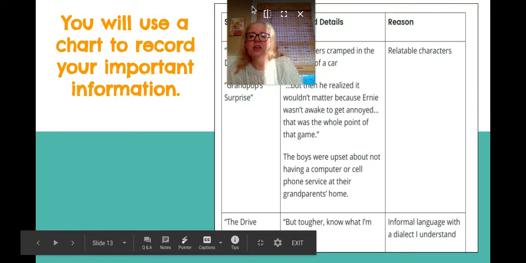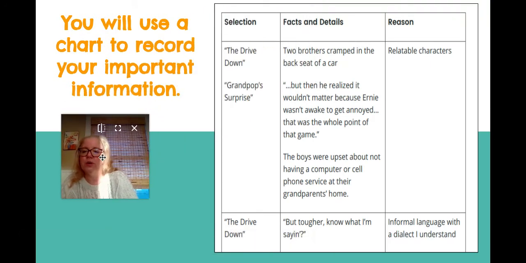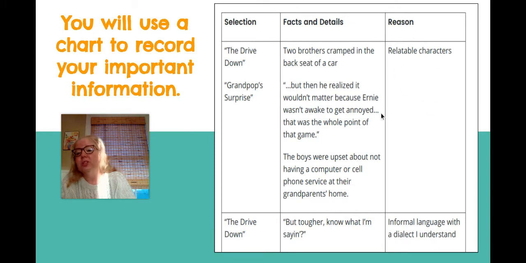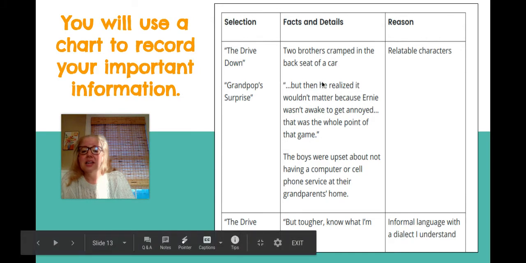So today you're going to be using what we're calling a 3-column chart. The first column will have the name of the selection of the text that you're talking about, then any facts and details that you're including from that text, and then the reason that it supports your opinion. So my opinion would be, yes, I would recommend author Jason Reynolds to other readers. Now, I used The Drive Down and Grandpa's Surprise as my sources, my selections. Here are some of the facts and details I included.